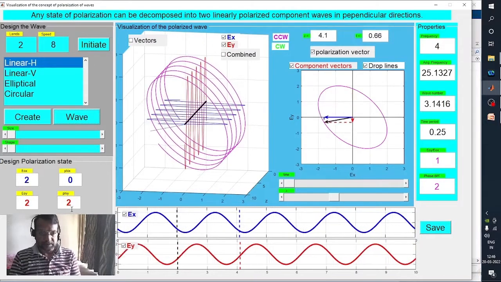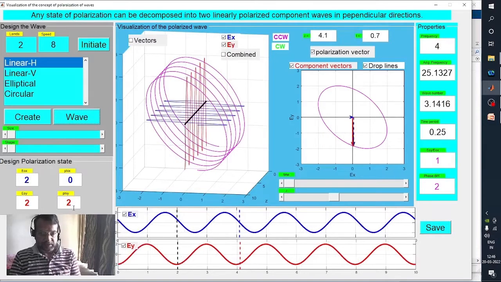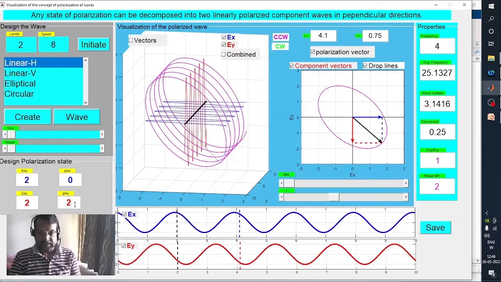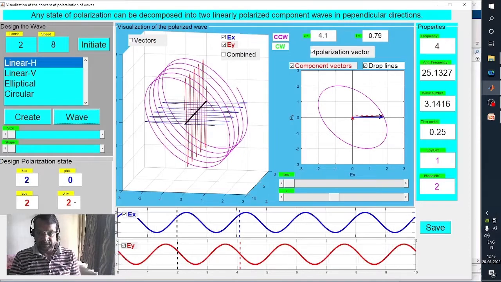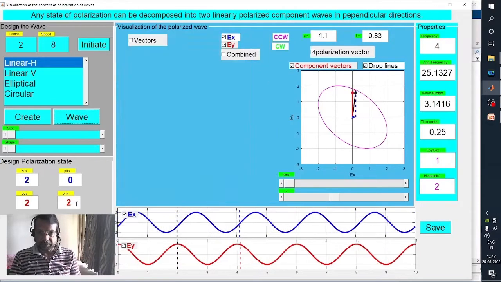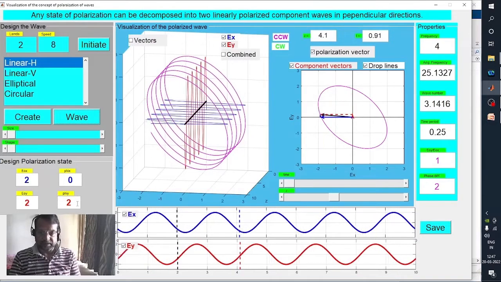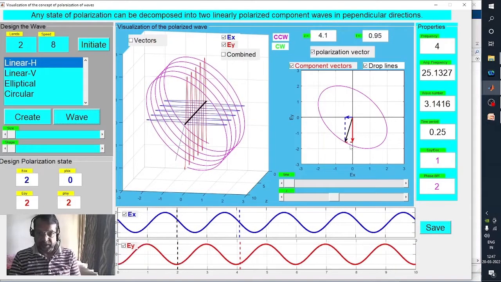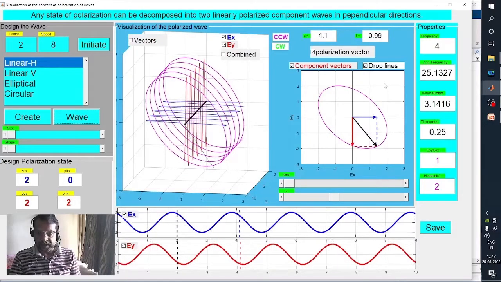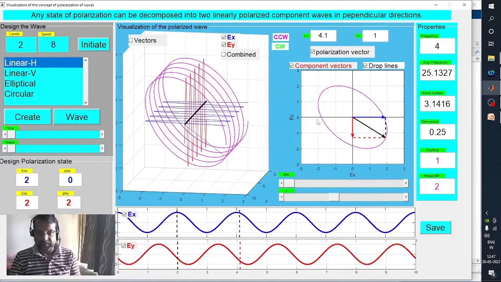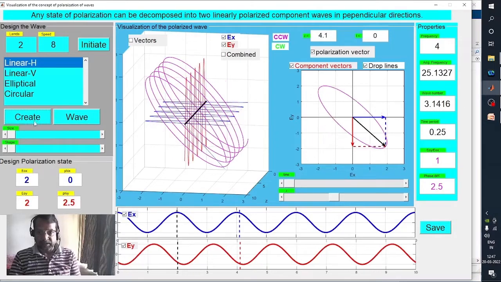So at phase difference 0, it was a straight line, and as the phase difference increases, it becomes more and more bulged ellipse. At 1.57 it becomes a circle, and after 1.57 it changes its orientation. Earlier it was making an acute angle with the x-axis, the major axis of the ellipse. Now it is making an obtuse angle with the major axis of the ellipse. For 2.5, now the ellipse will start shrinking with the obtuse angle with respect to x-axis.